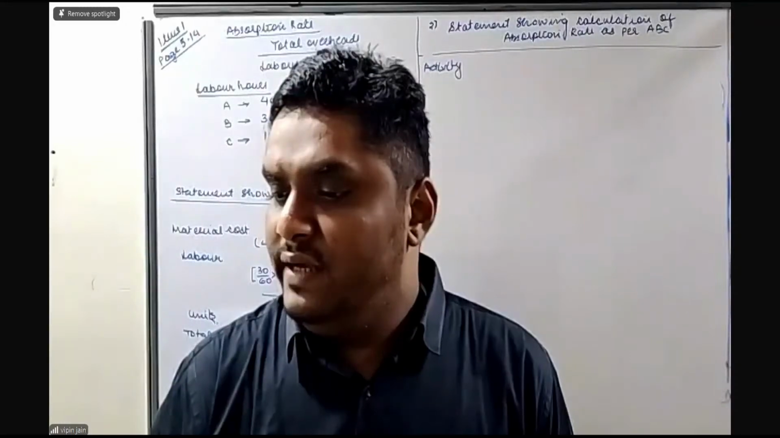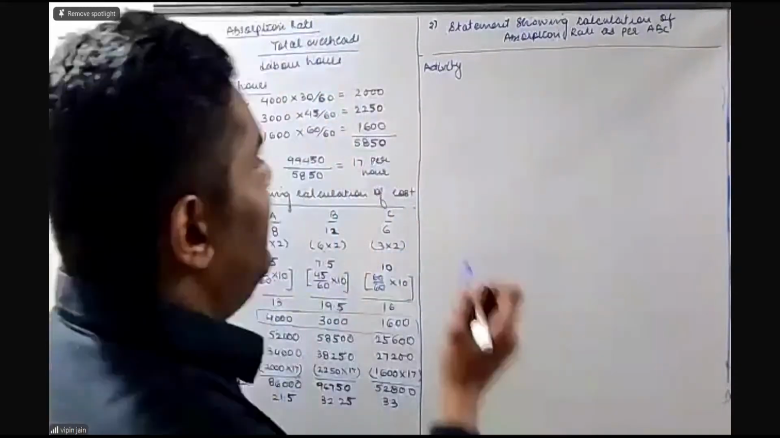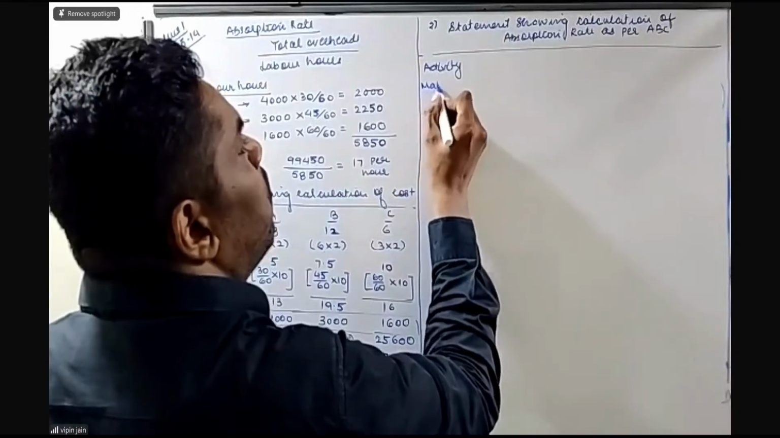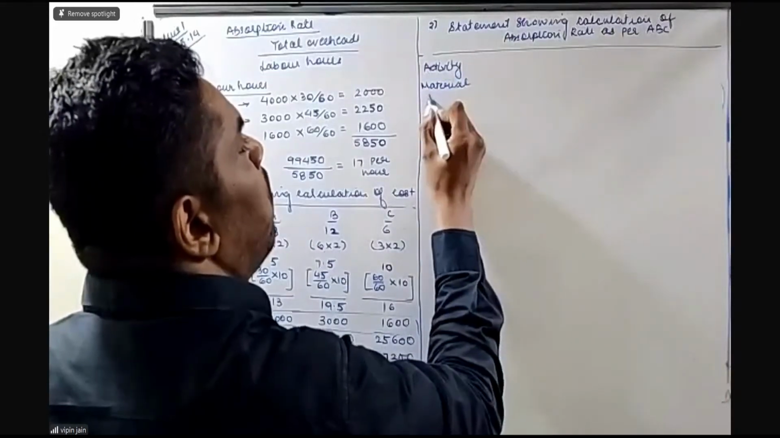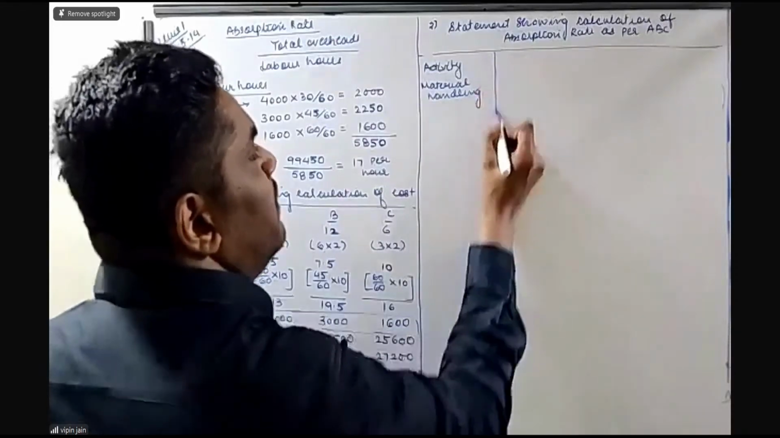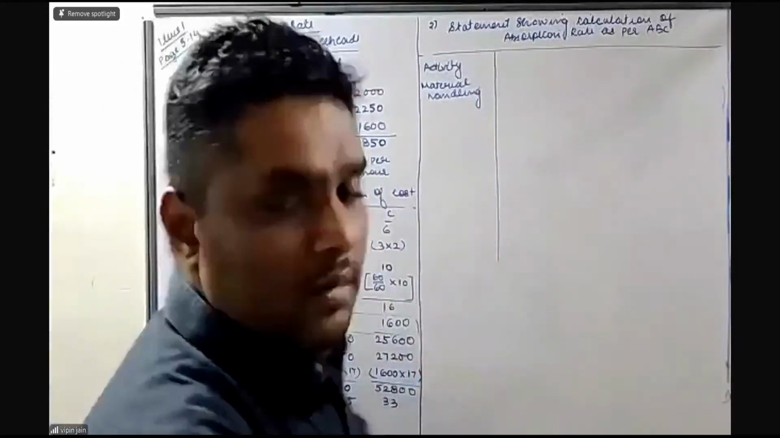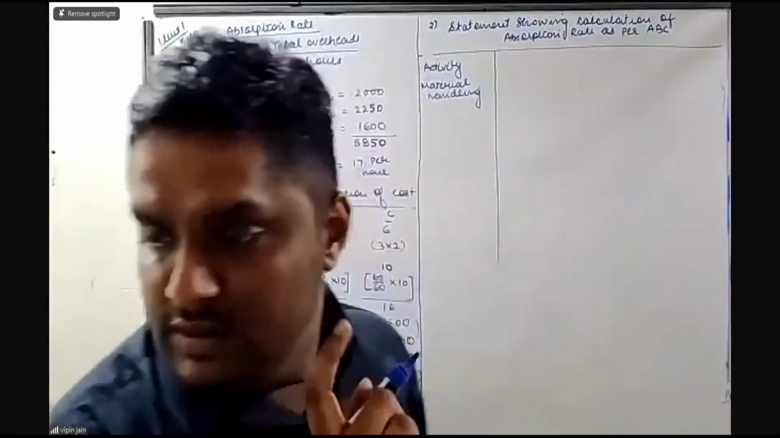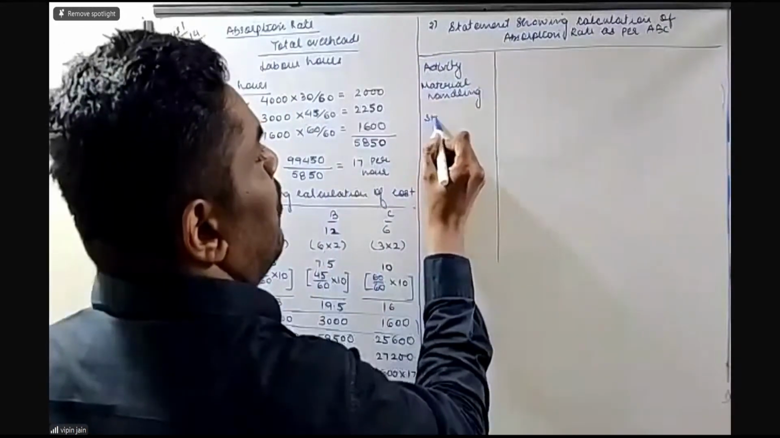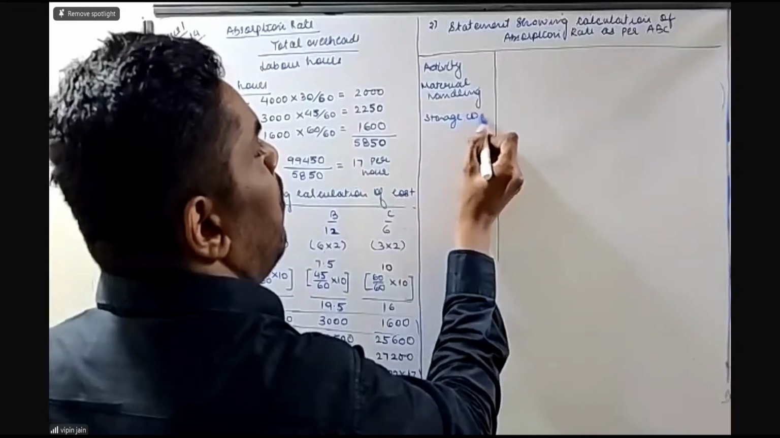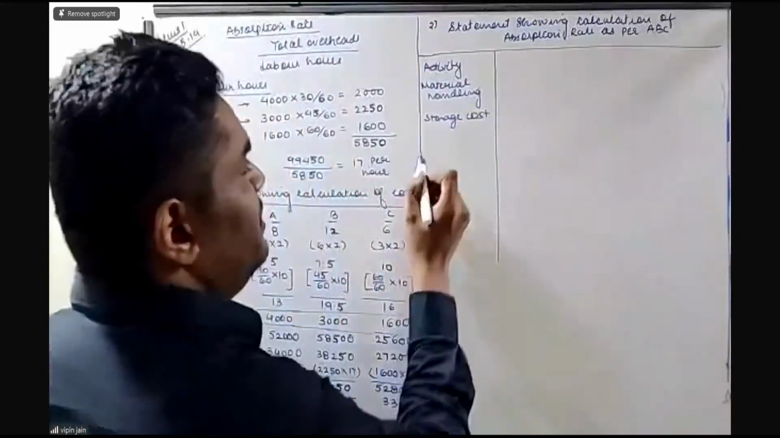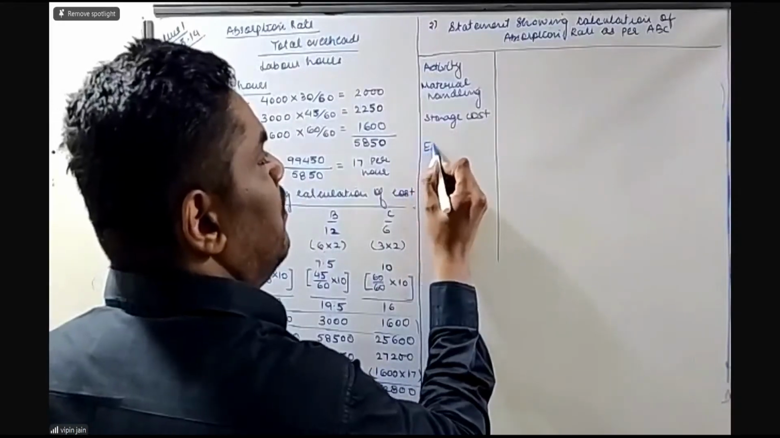What all activities are given in the question? First is material handling. This is my activity. Second one is storage cost. And the third one is electricity. So there are 3 activities of the organization.